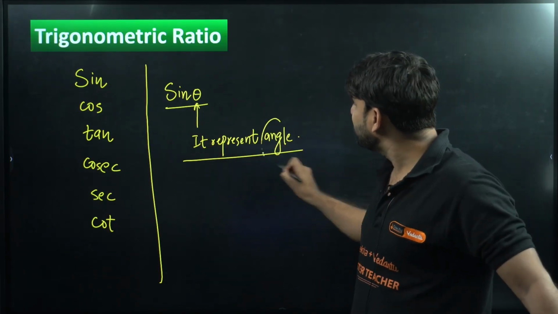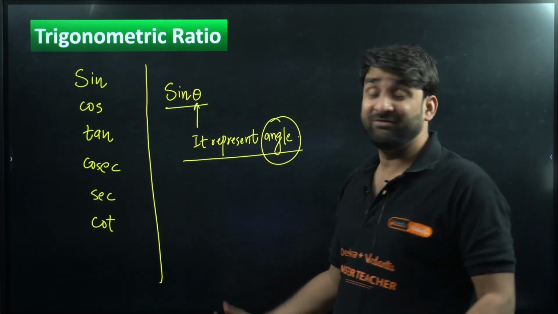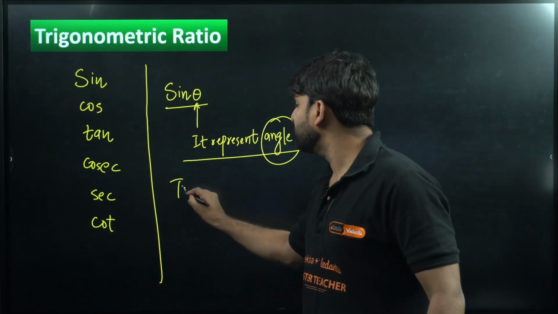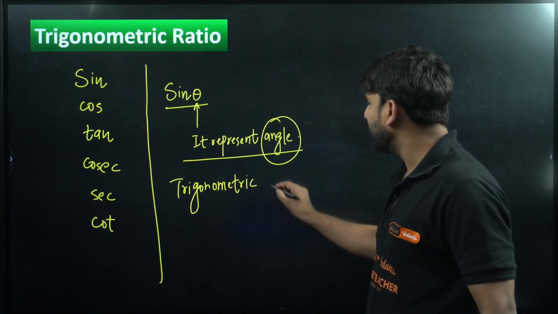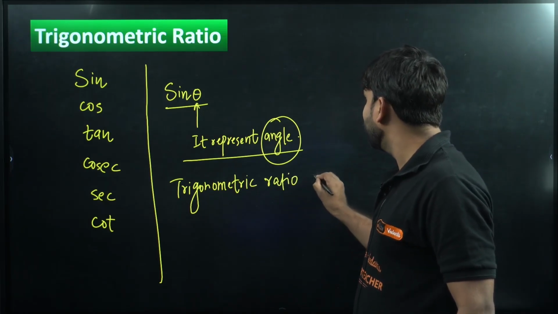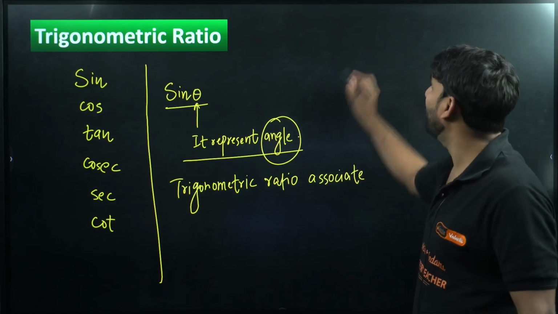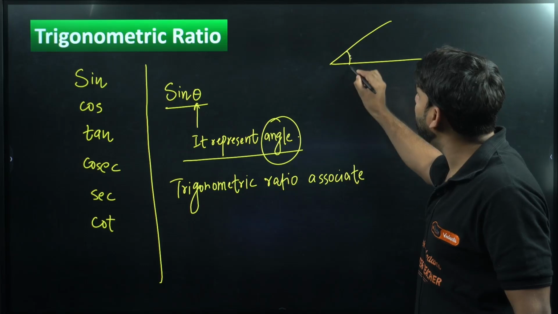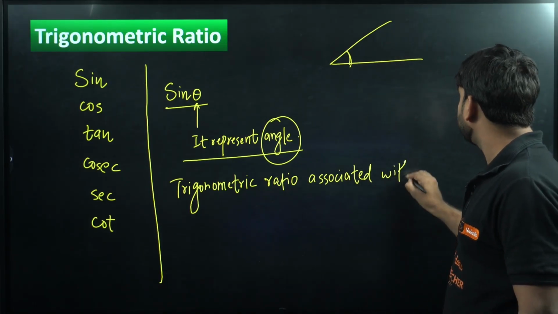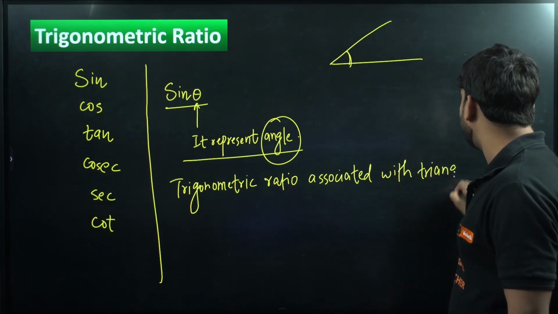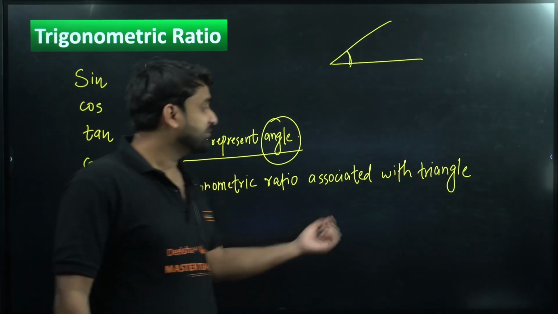Now, if this angle comes up here, indirectly we are going to deal with trigonometric functions with a triangle. Basically, trigonometric ratio is associated with triangle, because in a triangle there will be angles. Angle, you all know, is the gap between two line segments at a vertex, right? So trigonometric ratio is associated with triangle. Then only can you write the trigonometric function with some angle if you are taking a triangle there.